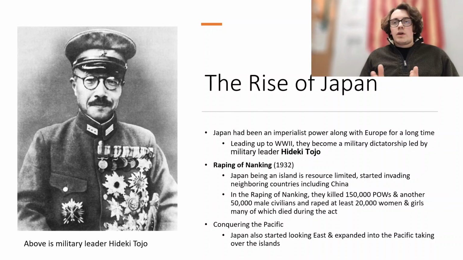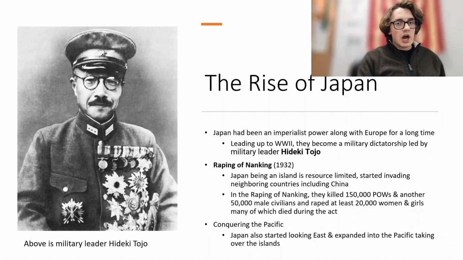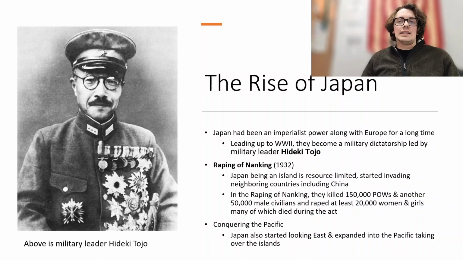Many historians debate whether or not World War I officially starts with Japan's invasion or with Germany's invasion. I personally think it starts with Japan's invasion of China and the raping of Nanking in 1932. Japan is an island country. They're very, very limited in natural resources. Because of that, they start invading neighboring countries like China. They'd taken over the Korean Peninsula about 20, 30 years prior to this already.